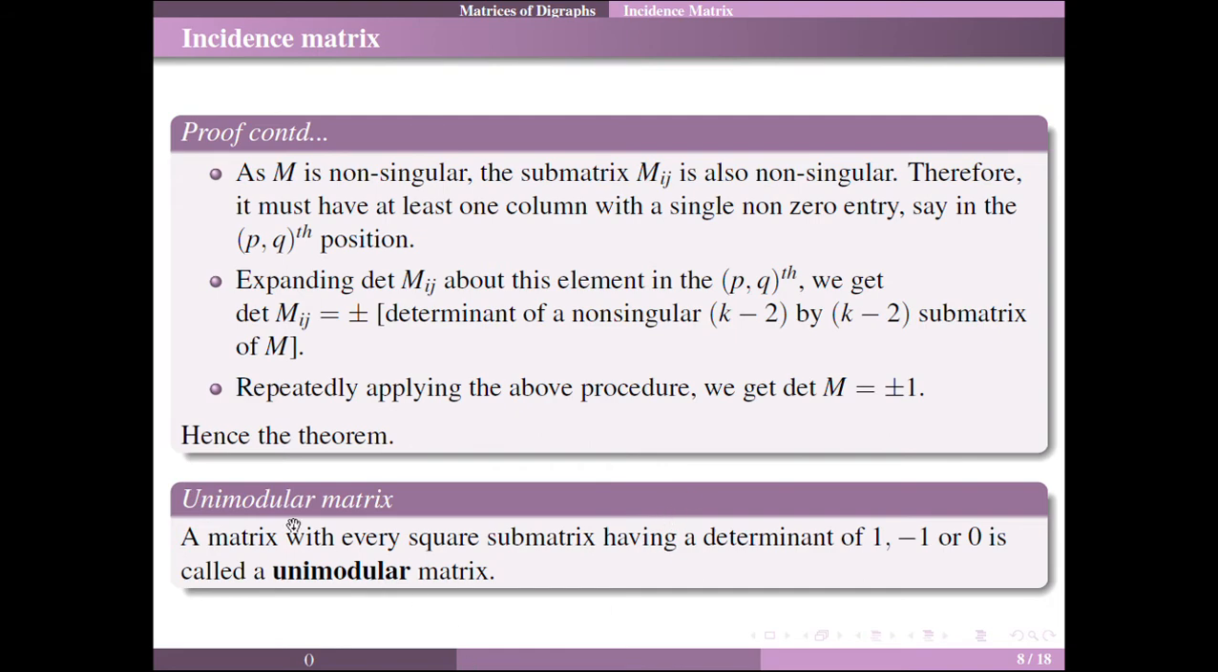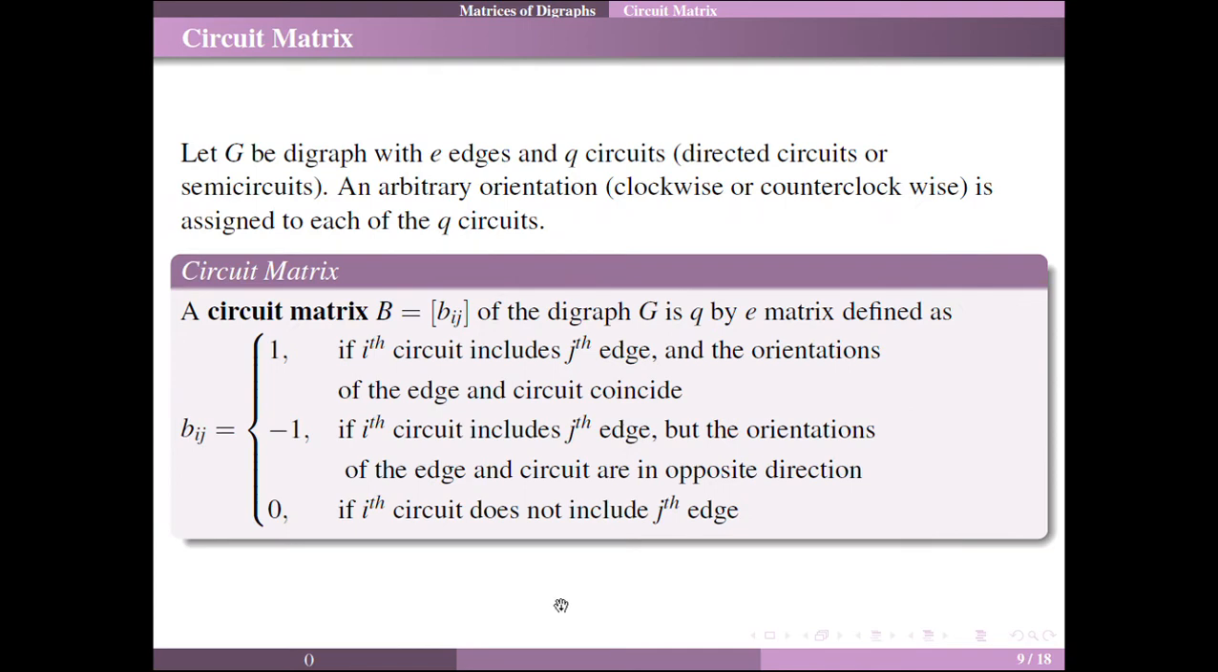We define a unimodular matrix as a matrix where every square submatrix has determinant either 1, minus 1 or 0. So as we have discussed in the previous theorem, we can say that the incidence matrix of a digraph is a unimodular matrix. Let us next define what is a circuit matrix.